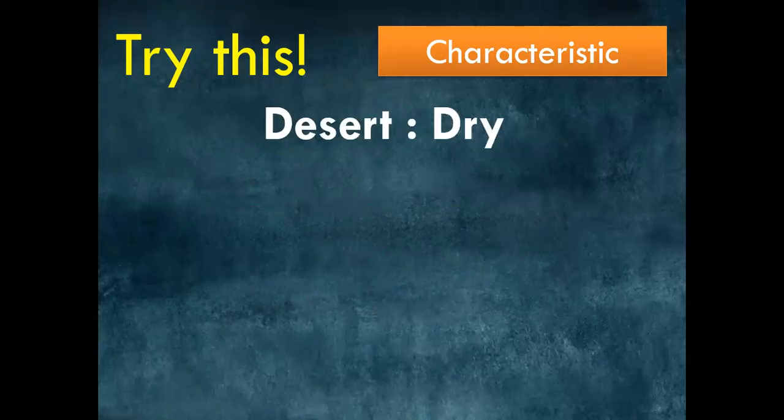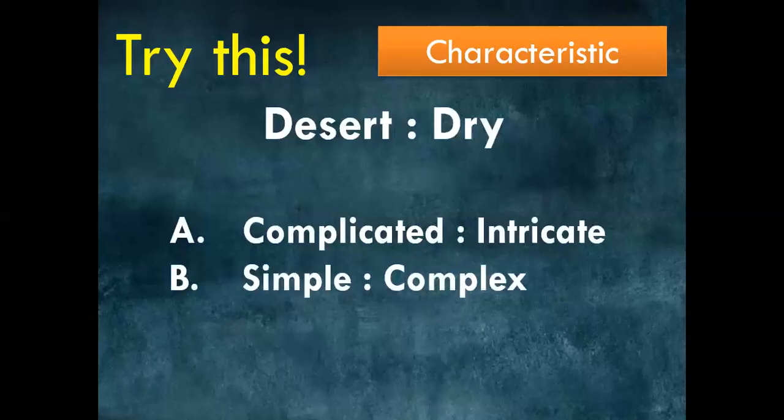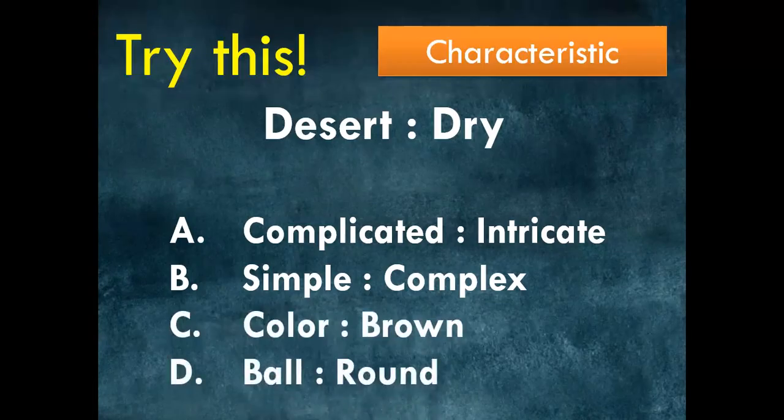Another one. A characteristic of a desert is dry. Which of the following analogies would give us also this type of relationship? Is it A, complicated is to intricate? B, simple is to complex? C, color is to brown? Or D, ball is to round? The correct answer is letter D.